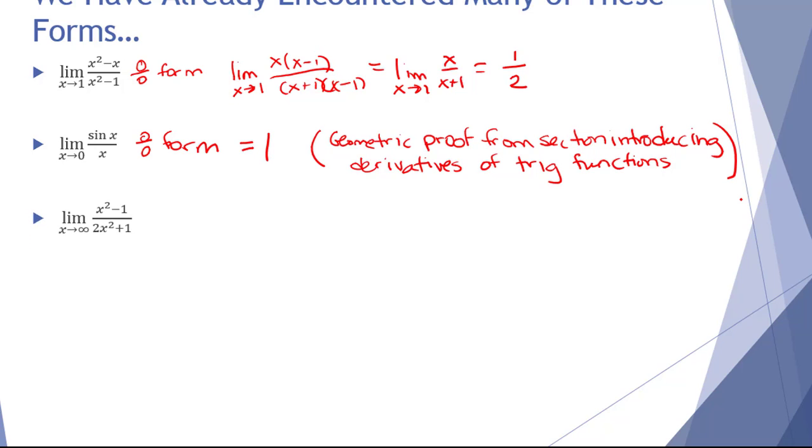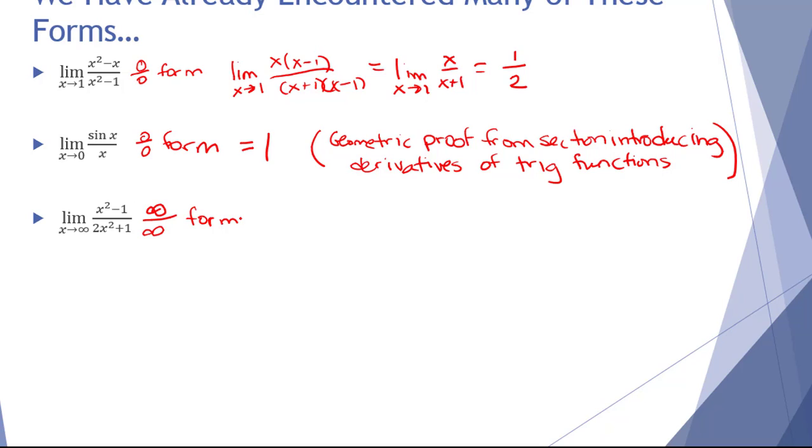Okay, another example. The limit as x approaches infinity of (x squared minus 1) divided by (2x squared plus 1). If you try to directly substitute this, what you're going to get is infinity squared minus 1, which is infinity. And then you're going to get infinity squared times 2 plus 1, still infinity. This is the infinity over infinity form. Okay, that's indeterminate. You can't figure out what's going on with your limit based on that form.